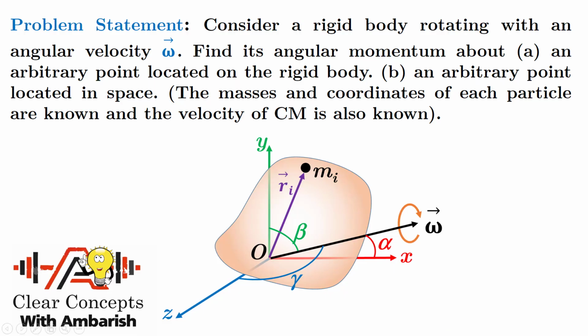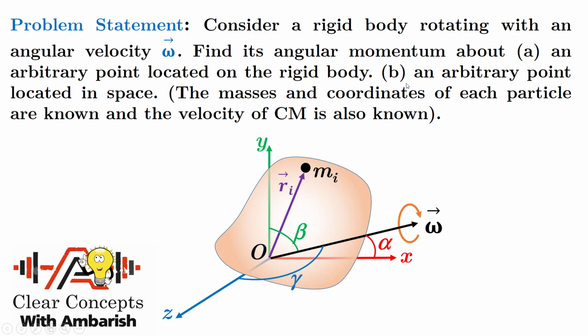So here's the problem statement. Consider a rigid body rotating with an angular velocity omega vector. Find its angular momentum about an arbitrary point. So let's say O is some point on the rigid body, and I want to find the angular momentum of the rigid body about a point which is located on the rigid body itself. So this is one: angular momentum about an arbitrary point located on the rigid body itself.